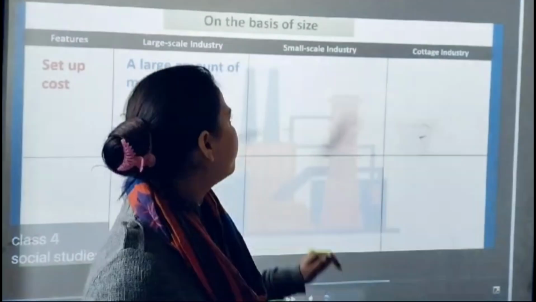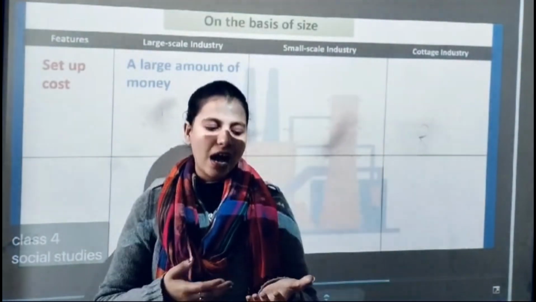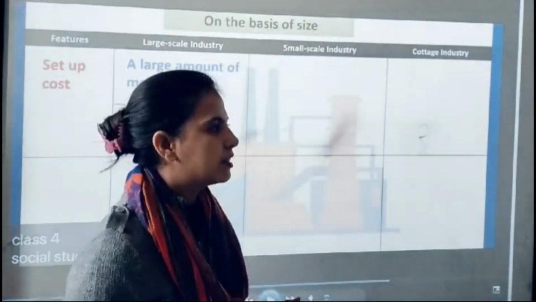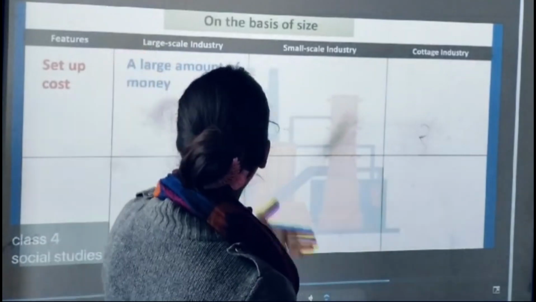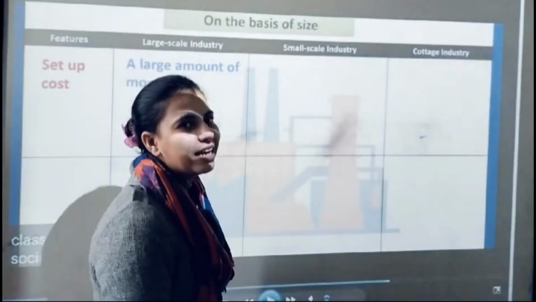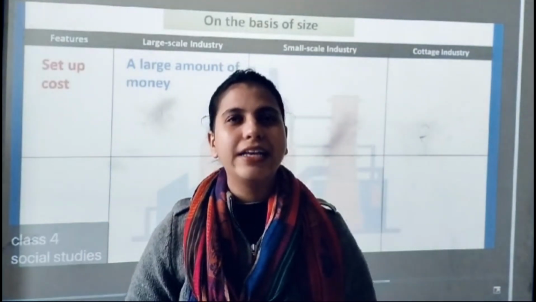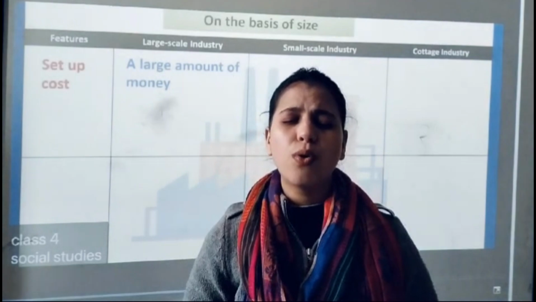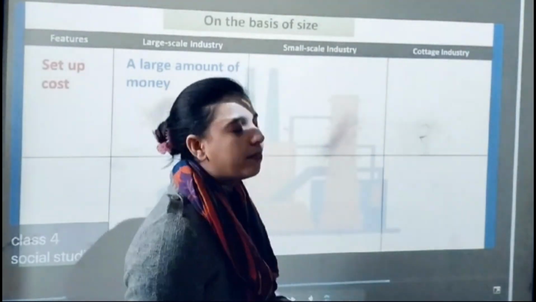Okay, now the second one is small scale industries. Small scale industries are bigger than cottage industries and smaller than large scale industries. And the last one is large scale industries. Large scale industries are large setups, for example the iron and steel industry and cement industry. There are so many examples of large scale industries. Let's talk about them one by one.